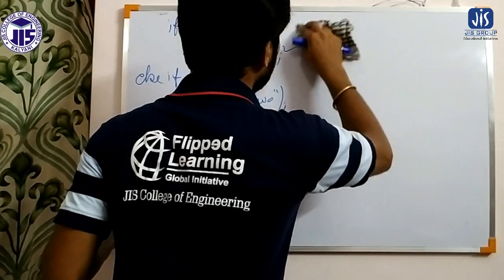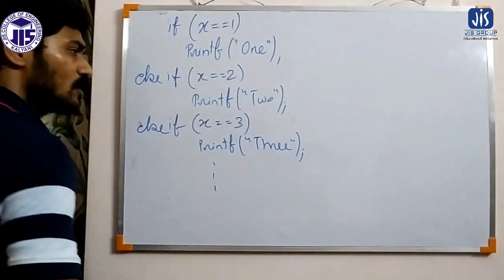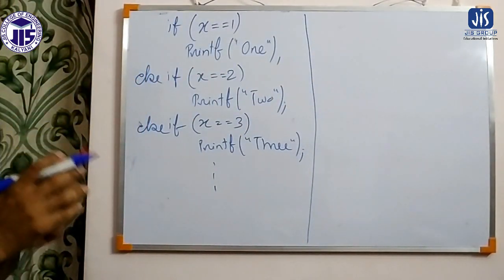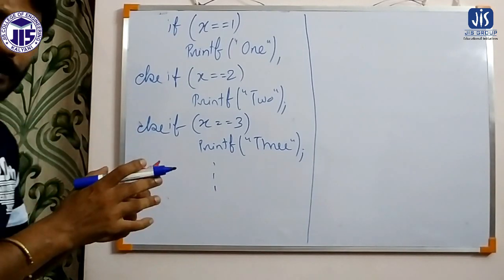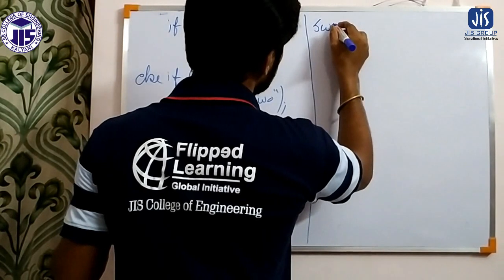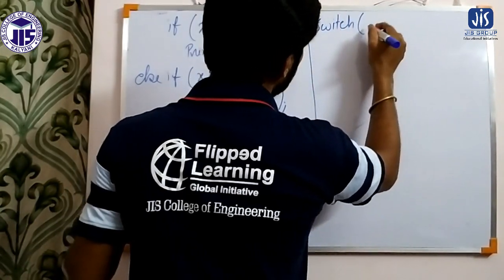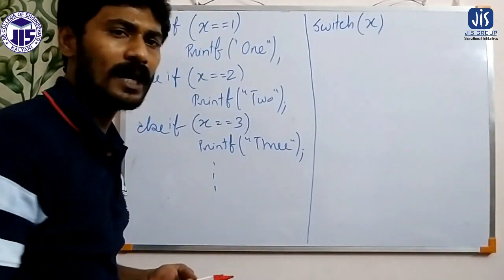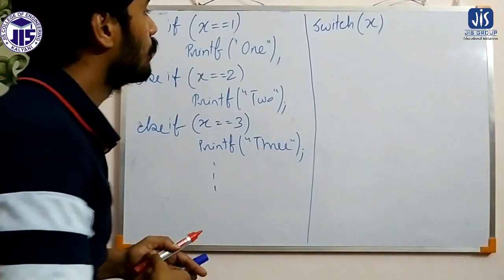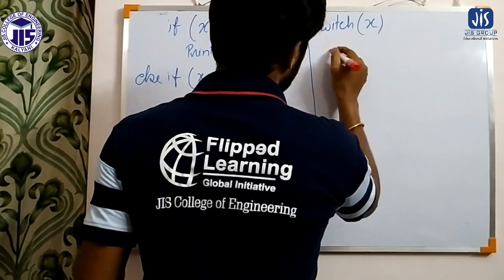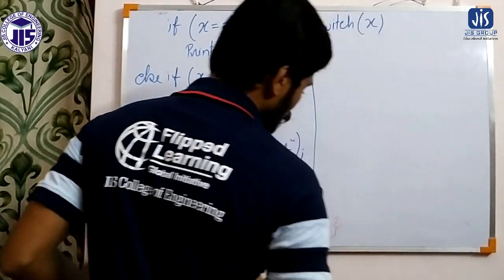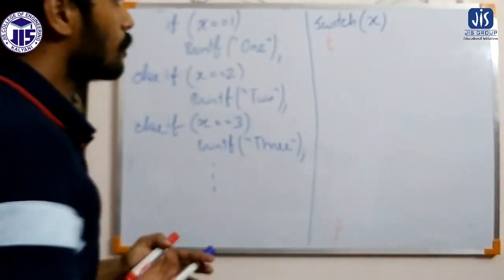Now the main point is how we can convert it into a switch statement. We consider the same variable x as a control variable, or the switch variable, we can say. So what I will write is switch, and within brackets we write the variable name, depending on which we are going to decide. So this is the range of my switch.